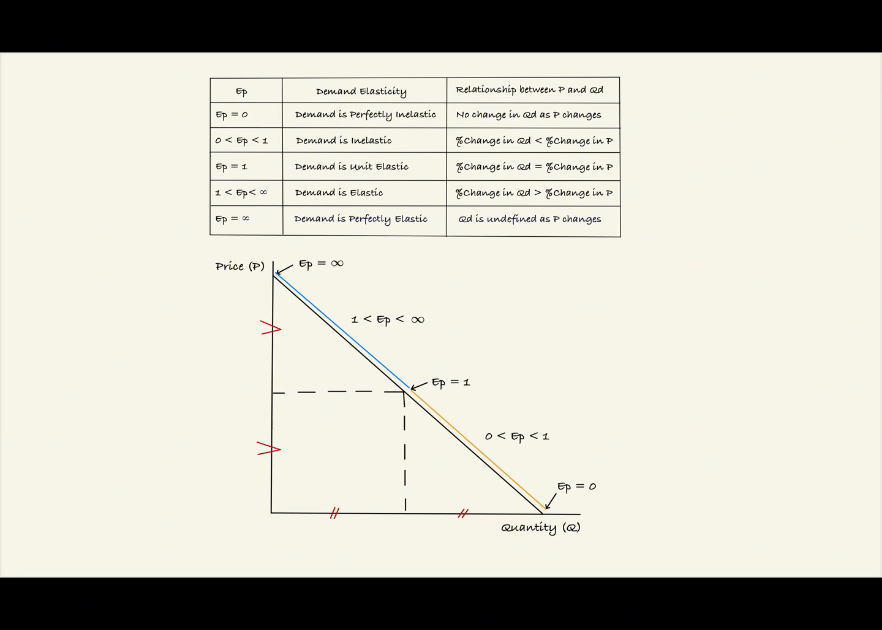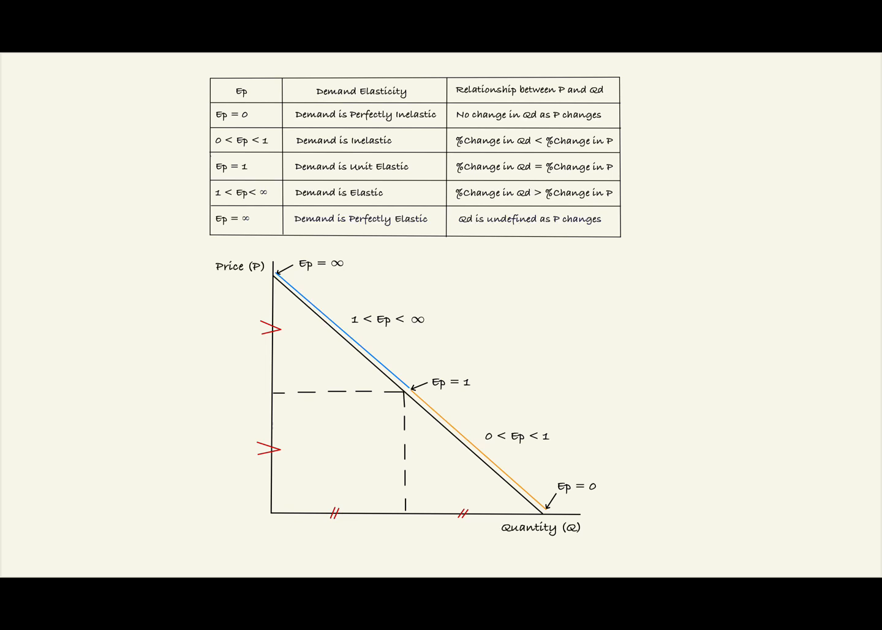If the price elasticity of demand for a product is between 0 and 1, we say that the demand for that product is inelastic. This means that the percentage change in quantity demanded for the product is less than the percentage change in price of that product. If the price elasticity of demand for a product is 1, we say that the demand for that product is unit elastic. This means that the percentage change in the quantity demanded for the product equals the percentage change in the price of that product.